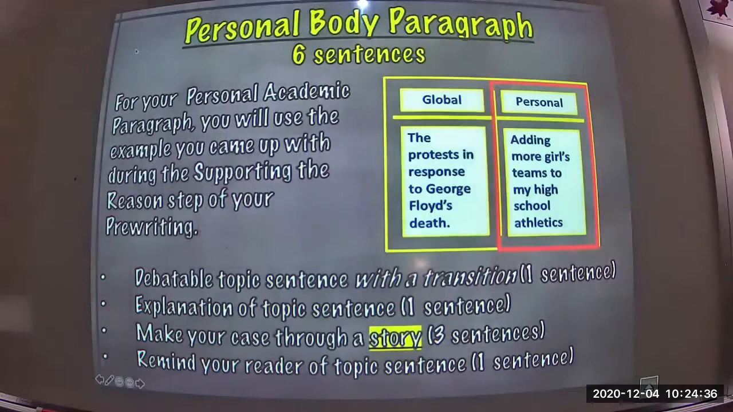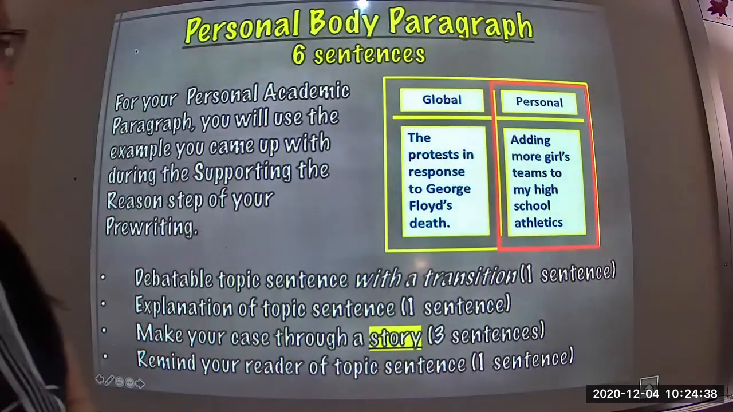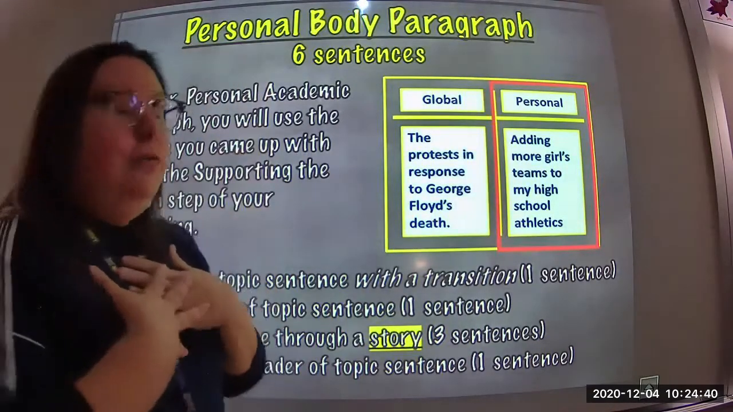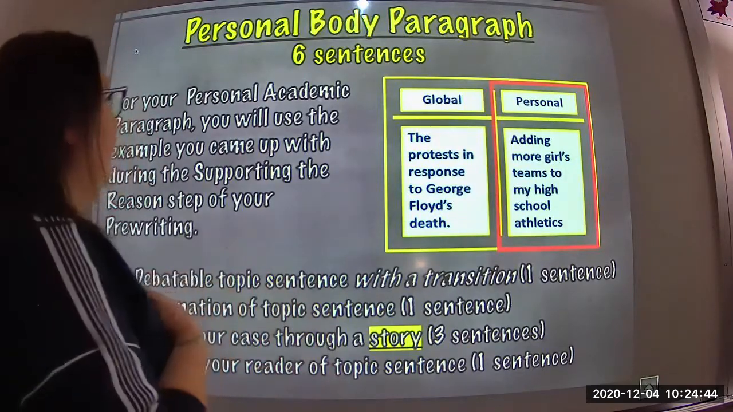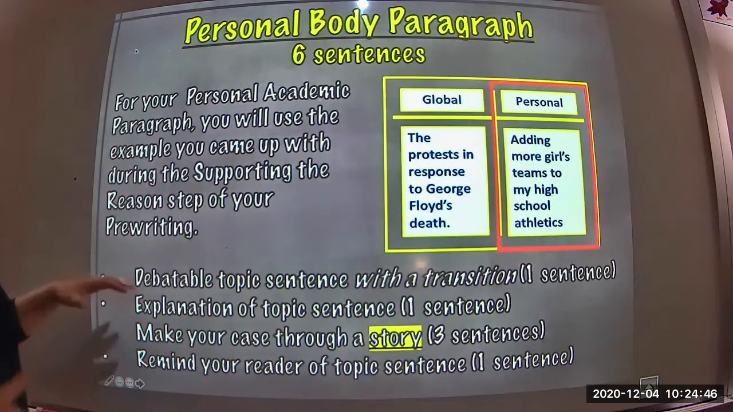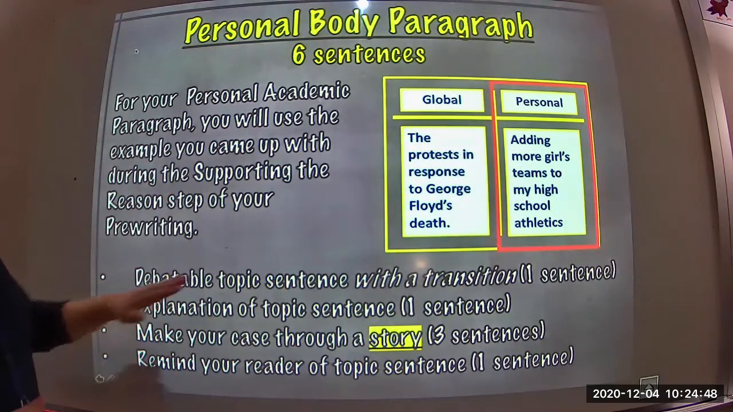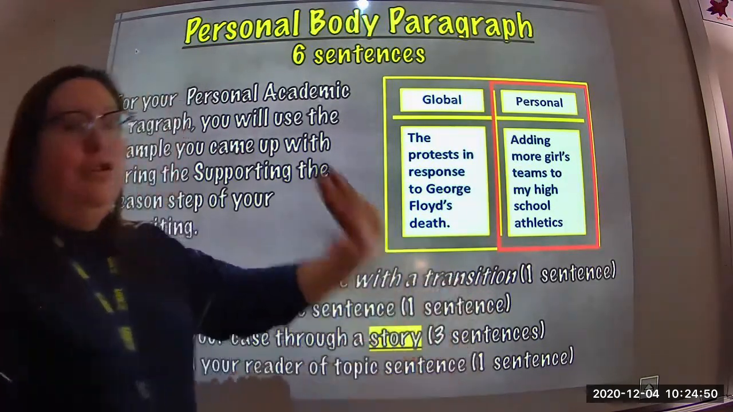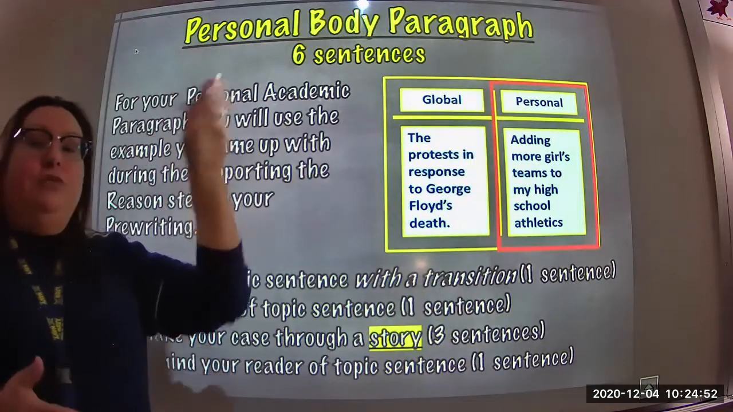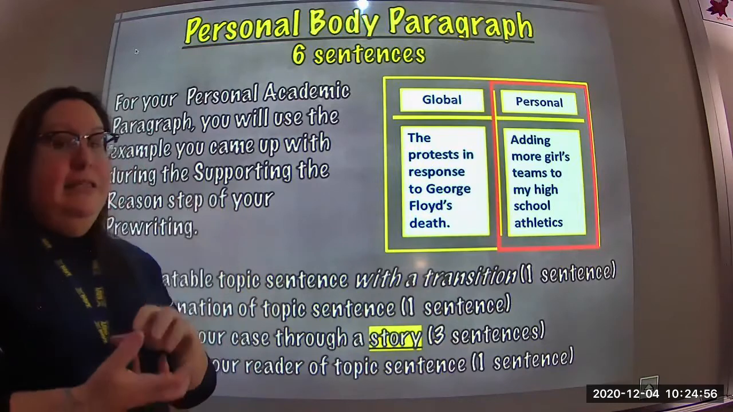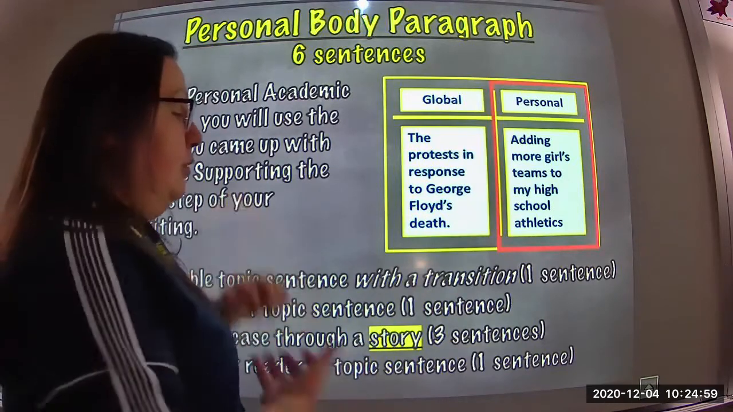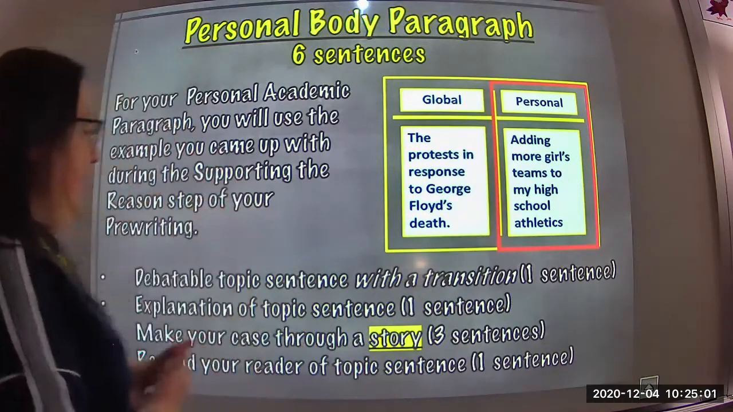Now, our personal academic paragraph is a little bit different. Personal means myself, right? So it's gonna be about something that I know, a story about my life that can support this. Again, it's the same format, but we're gonna include a transition because you don't wanna just jump from one paragraph to the next without connecting them. So you always wanna have a transition that links them together, okay? So it's almost like you have to have one and the other together.